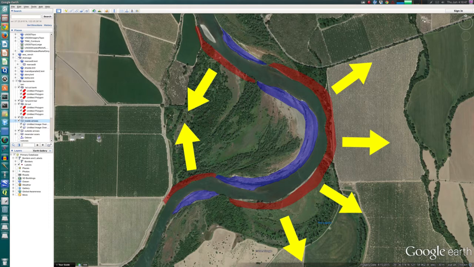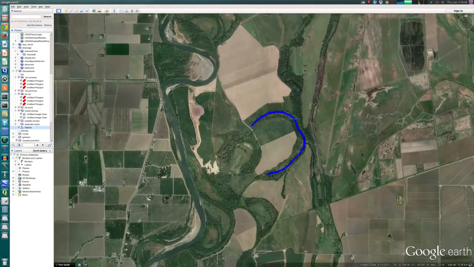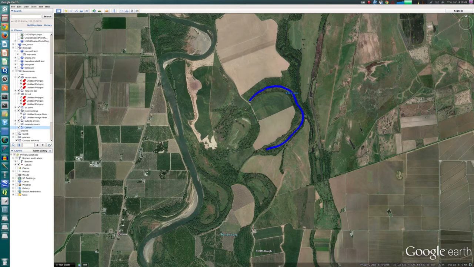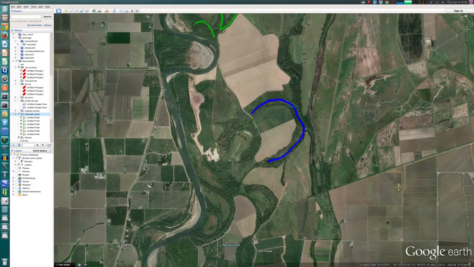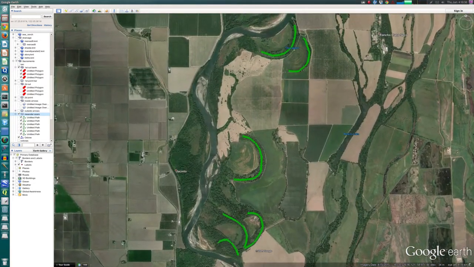The two cut banks will join, and the main channel of the river will no longer flow through the old meander bend. Once water stops flowing through the meander bend, deposition will seal off the ends of the river, forming an oxbow lake, shown here in blue. Over time, organic material will fall into the oxbow lake, and it will become more shallow and eventually become a meander scar. There's many meander scars in this floodplain, shown here in green.